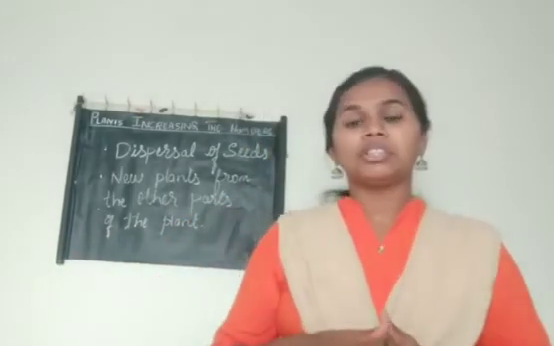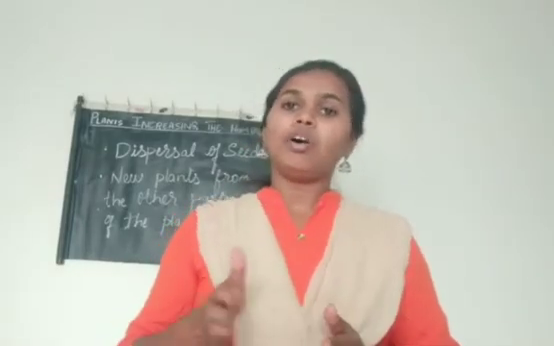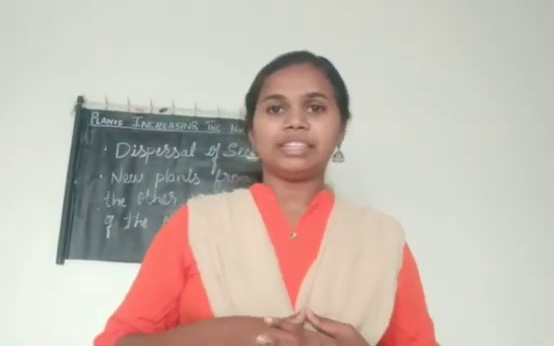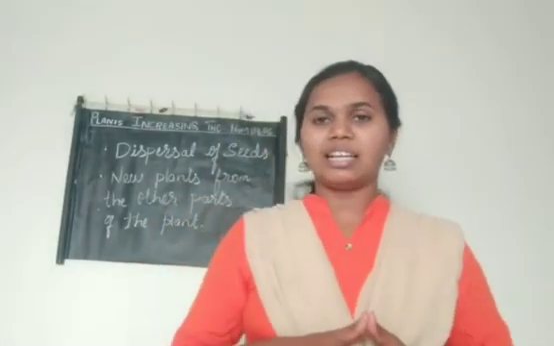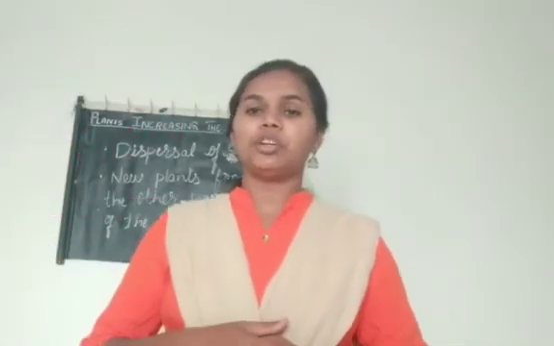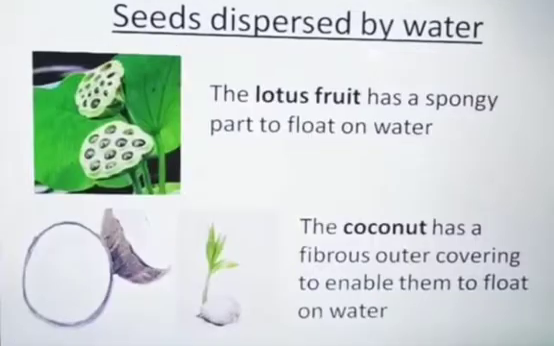Hence, the process in which some agents will carry seeds or fruits away from their parent plant is called dispersal of seeds. The agents are wind, water, animals and explosion of fruits. Seeds dispersed by wind. The seeds are light and have hair or wings, so they can be easily carried by the wind. Examples are cotton seed, madar seed and hyptade seed.